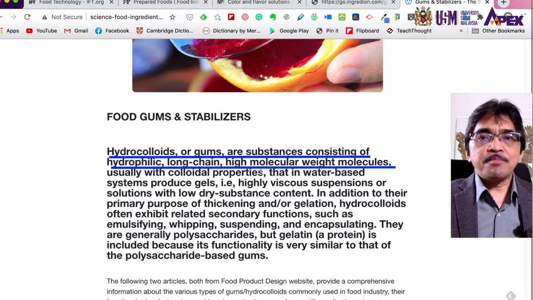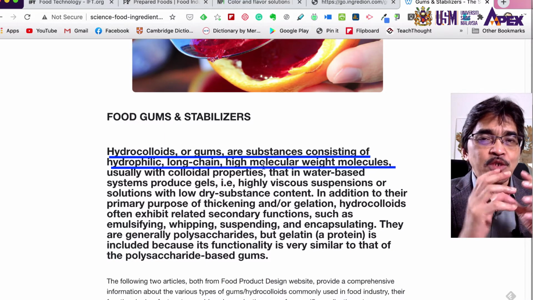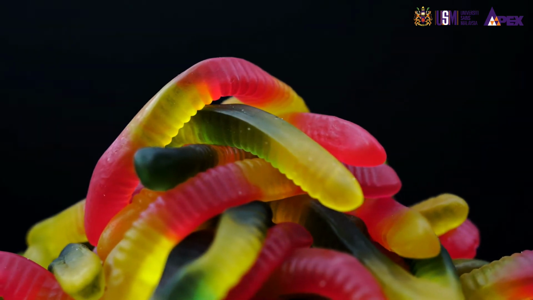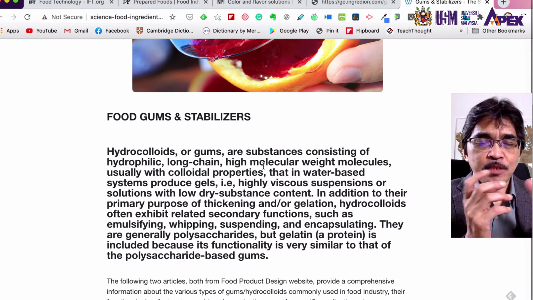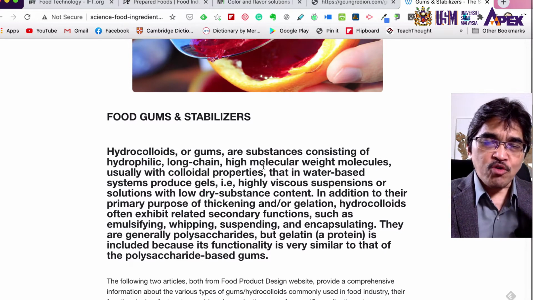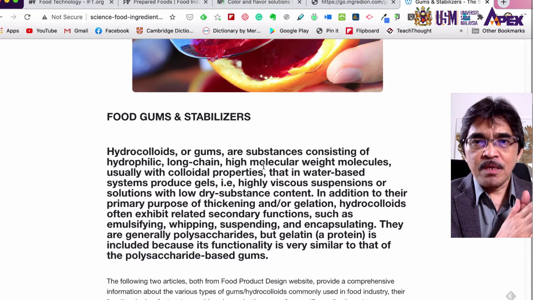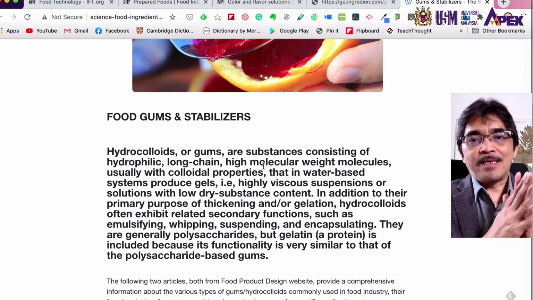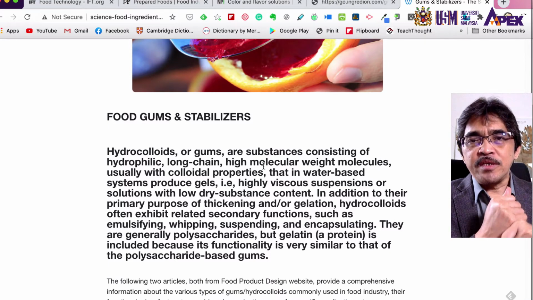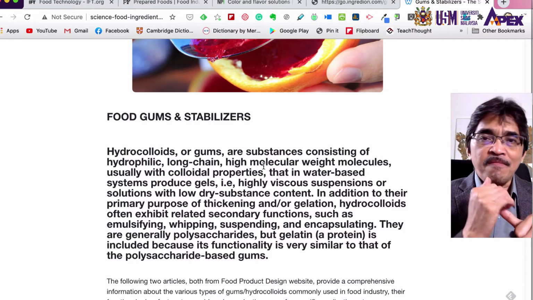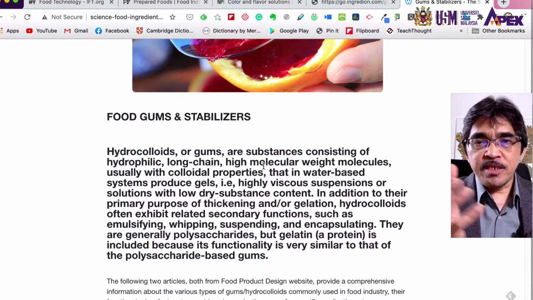Hydrocolloids or gums are substances consisting of hydrophilic long-chain high molecular weight molecules. So it is a polymer, a big molecule, and mainly they are polysaccharides, except for things like gelatin. Gelatin is also a hydrocolloid because it can bind a lot of water. It's very hydrophilic, but gelatin is one of few examples of hydrocolloids from animal source, from cow and pig bone and skin. But most of the other types of hydrocolloids that we discuss in this topic are derived from plants and from different parts of the plant. Some are from fruits, some are from tubers, some are from seaweeds, for example alginate, agar, carrageenan.